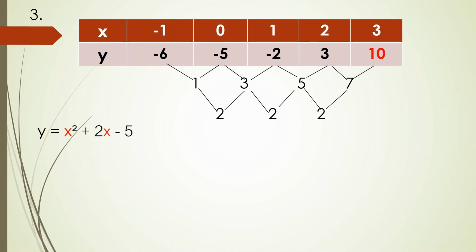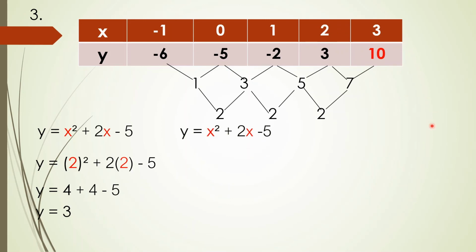Okay, same given. Sa fourth natin, ang x natin is 2. So, palitan natin ngayon to. 2 times 2 is 4. 2 times 2 is 4, minus 5. 4 plus 4 is 8, minus 5 is equal to 3. Tumama, di ba? So, meaning, tumatama yung pattern na ginawa natin.